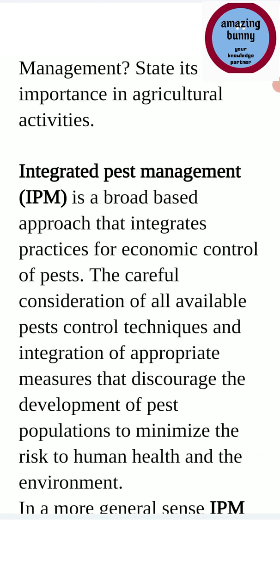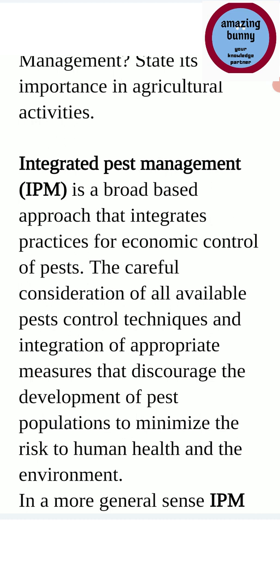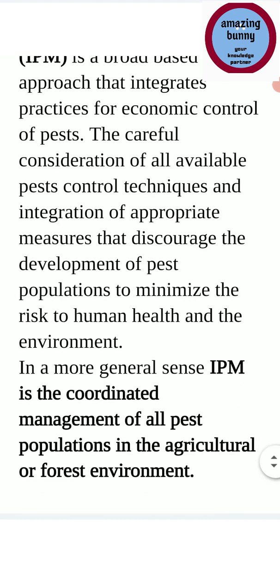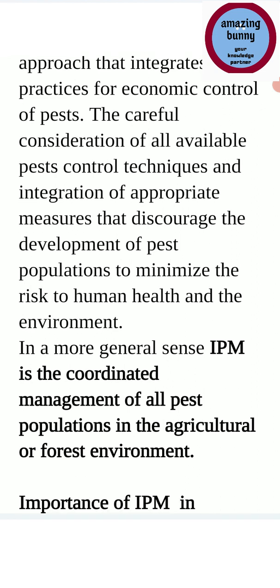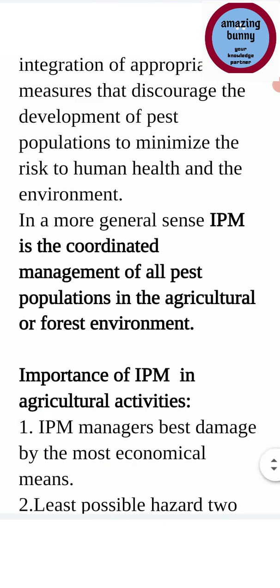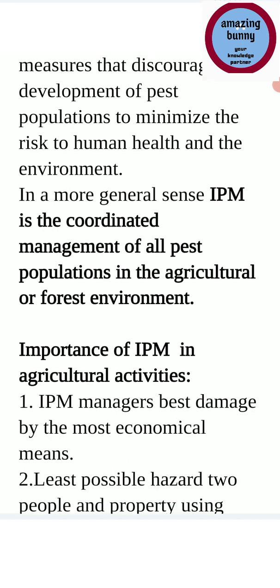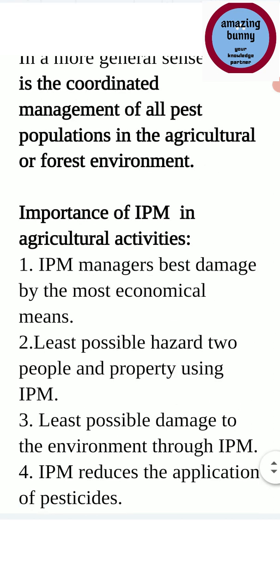So IPM is a broad based approach that integrates practices for economic control of pests. The careful consideration of all available pest control techniques and integration of appropriate measures that discourage the development of pest populations to minimize the risk to human health and the environment. In a more general sense, IPM is the coordinated management of all pest populations in the agriculture or forest environment.